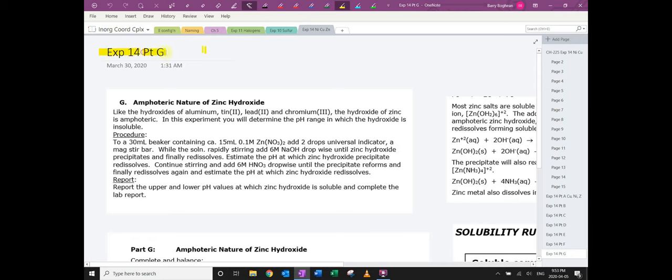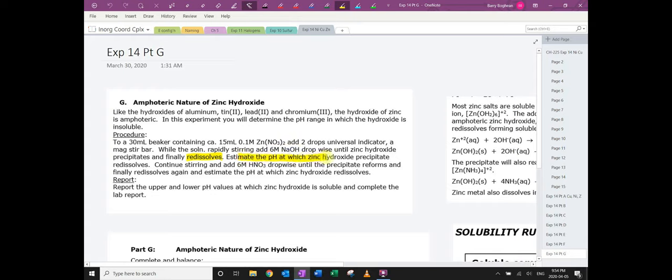Experiment 14, Part G. This is the last part of the last experiment of the course. The amphoteric nature of zinc hydroxide. Like the hydroxides of aluminum, tin(II), lead(II), and chromium(III), the hydroxide of zinc is amphoteric, that is, it will dissolve in an acid or a base. In this experiment, you're going to take a small beaker and add some zinc nitrate solution and some universal indicator. We'll stir it and measure the pH and add 6 molar sodium hydroxide, and we'll see zinc hydroxide come out of solution. But as we keep adding sodium hydroxide, it redissolves because zinc hydroxide is amphoteric, dissolves in base.